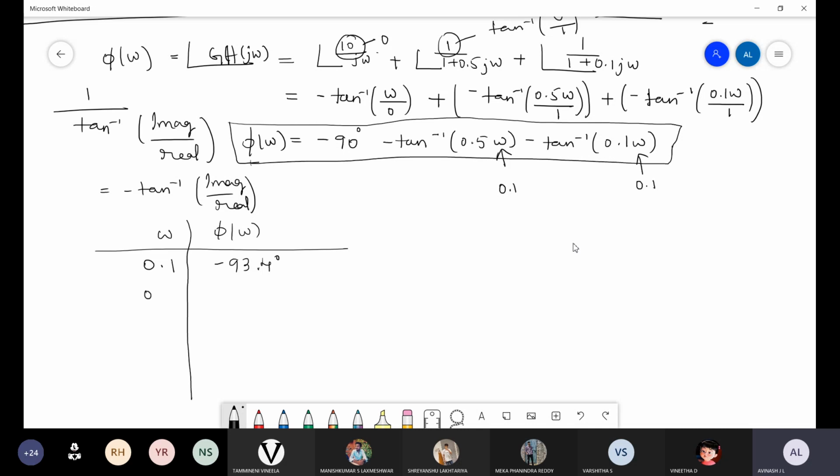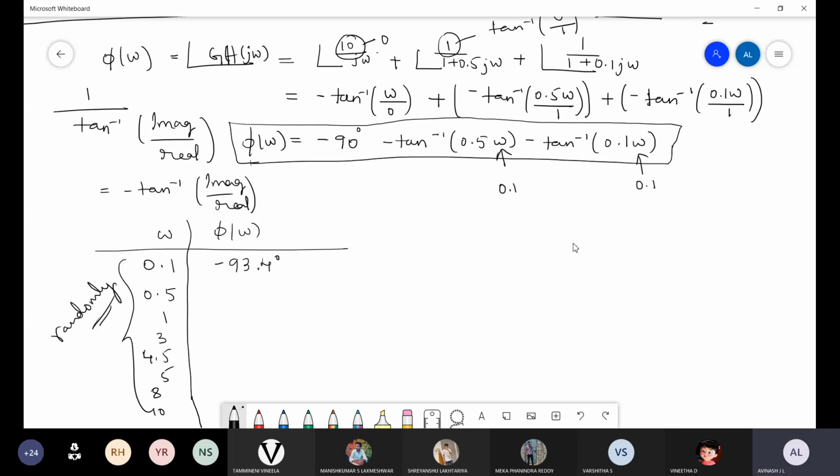So next similarly I can go for 0.5, I can go for 1, I can go for 3, I can go for 4.5, I can go for 5, I can go for 6, I can go for 8, and I can go for 10. So like that, randomly I will take the values. There is no rule for choosing the omega values. These values are chosen randomly.